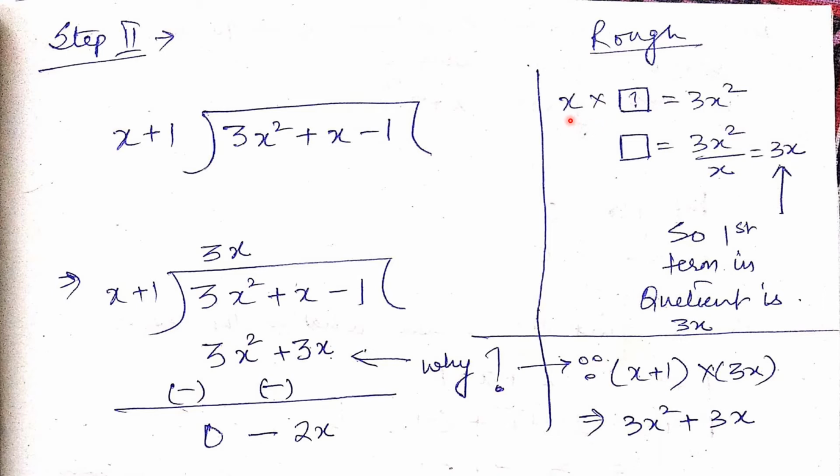So I've written it like this: x, the divisor, into box, the blank mark, should come as 3x square. Why should it come as 3x square? You will learn this in the next step. So this box will remain on this side, x will come in the denominator. So this is cut, and we have got 3x. So if I multiply x and 3x, I will get 3x square, which is the number that was required. So step number 2 is I will write the first value of the quotient as 3x.